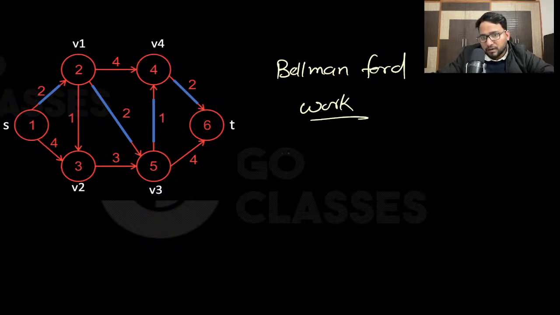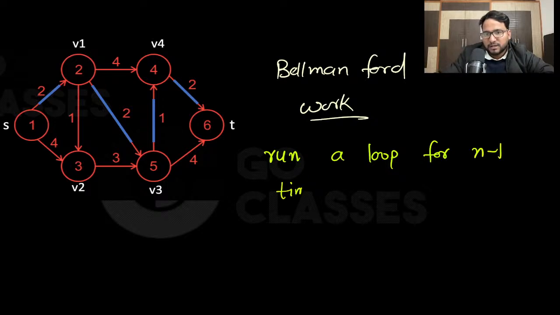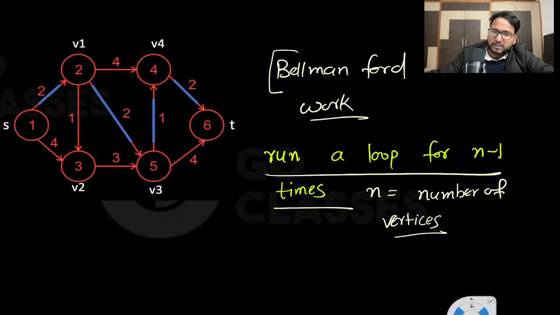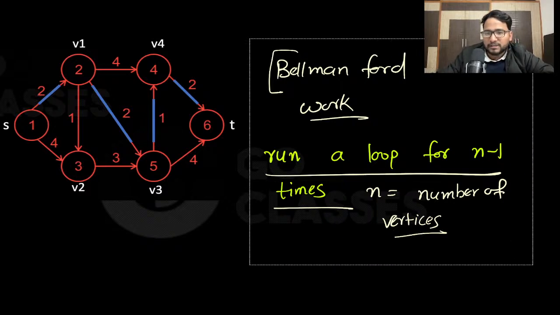So you run a loop for n minus 1 times. What is n here? N is the number of vertices. You run a loop for n minus 1 times. This is what Bellman-Ford says. And what will happen if you do so? Let's see how this works.